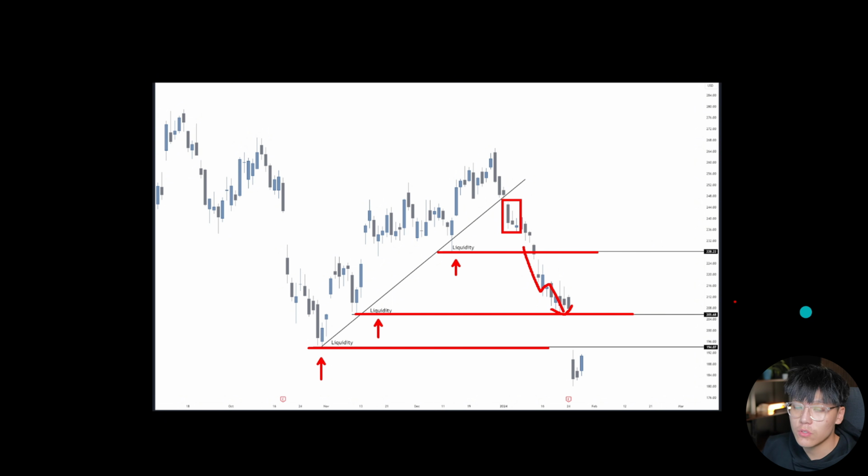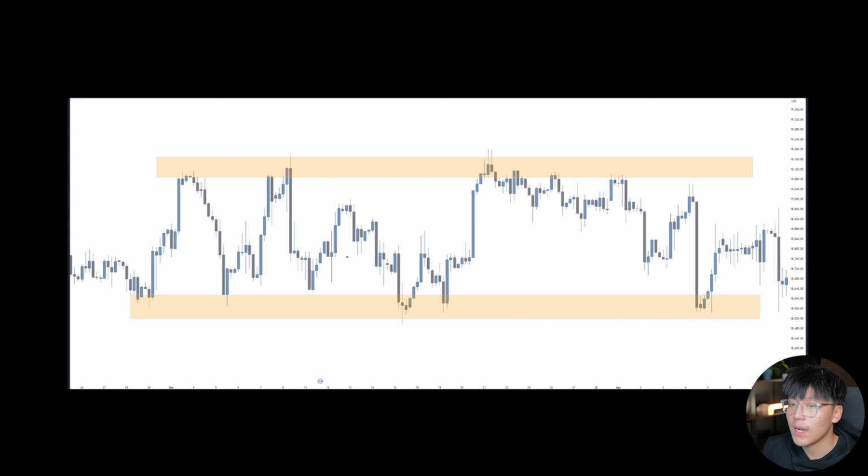So let's go on to range liquidity. And as you can see right here, what we have is range liquidity. And you can see every single time price makes a new high, right, peaks above it, rejects off this level, and then gravitates towards the downside, right?